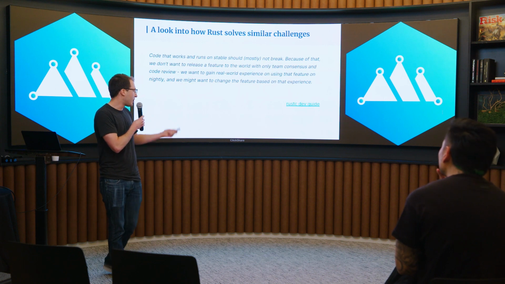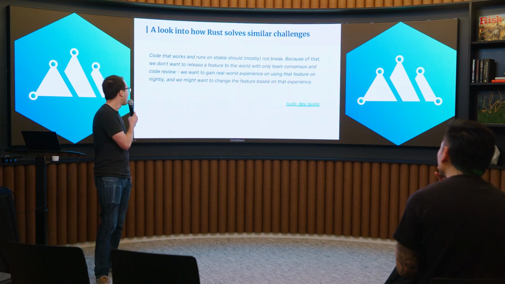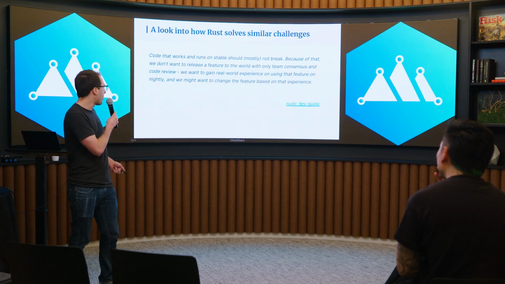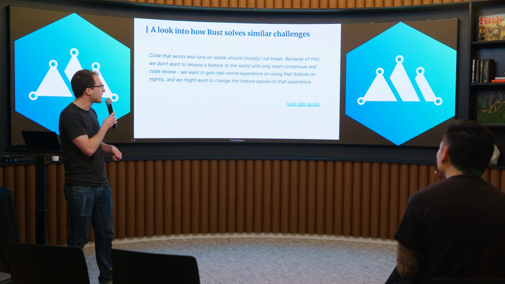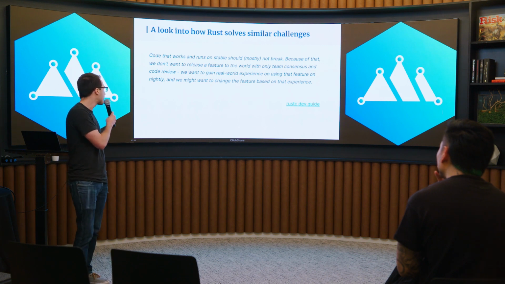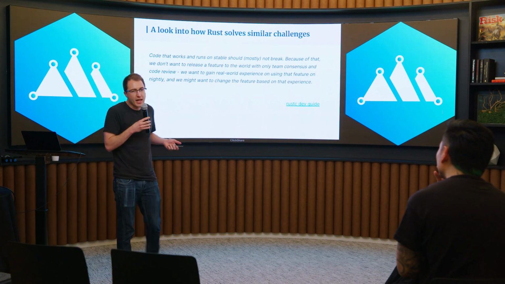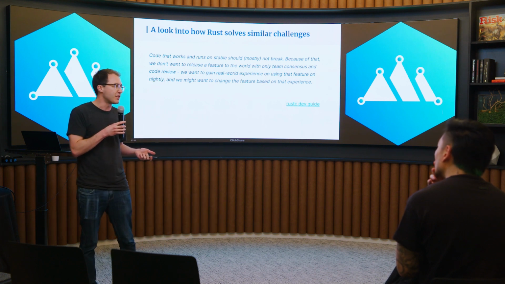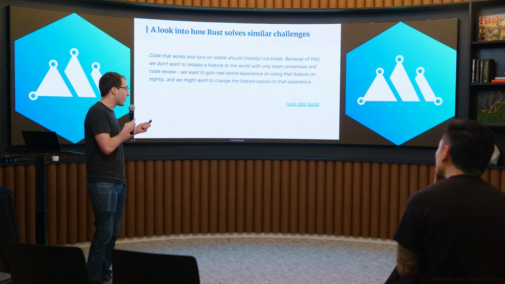So just a quote from the Rust dev guide: code that works and runs on stable should mostly not break. Because of that, we don't want to release a feature to the world with only team consensus and code review. We want to gain real-world experience on using that feature on nightly, and we might want to change the feature based on that experience. And again, I've been saying it over and over, but that's the same situation we have with IBC. So let's learn from that.